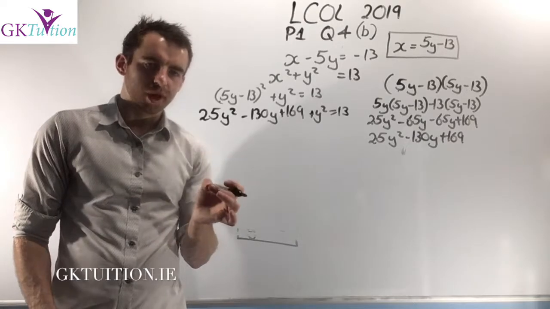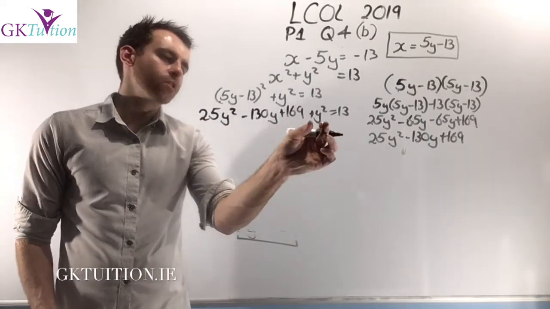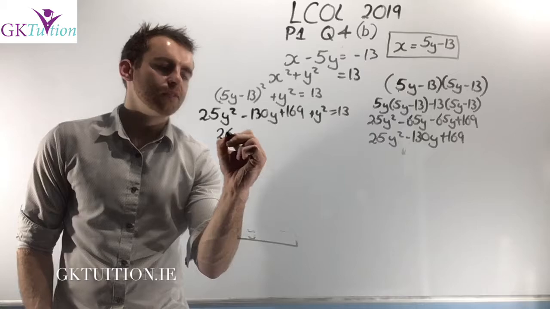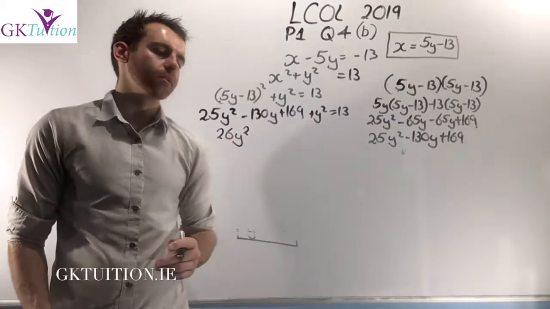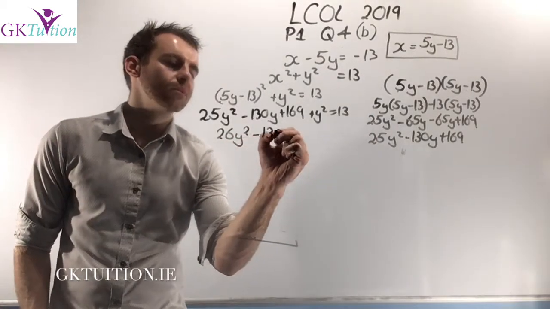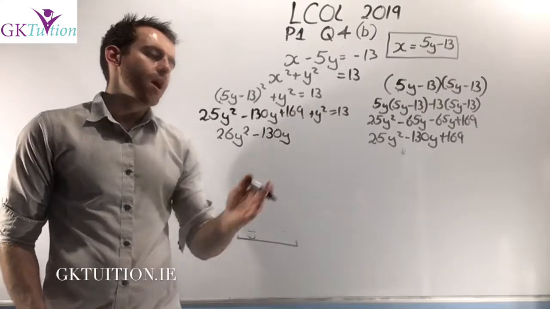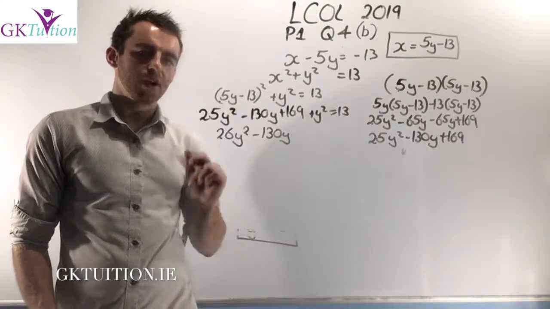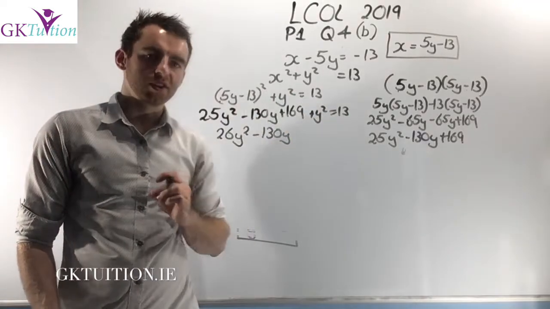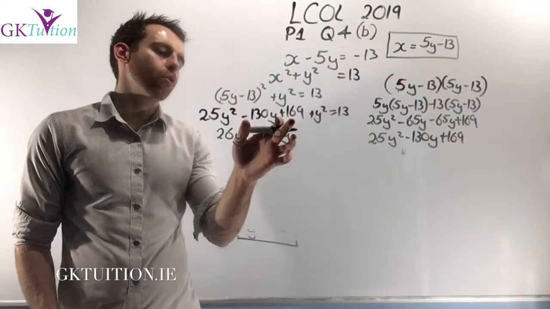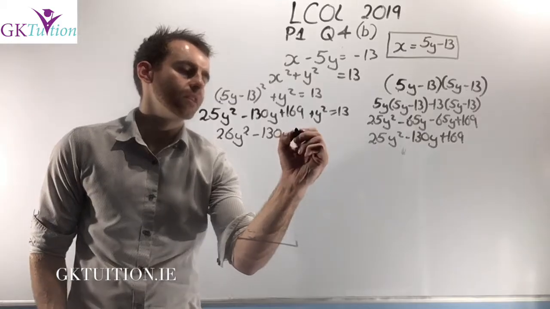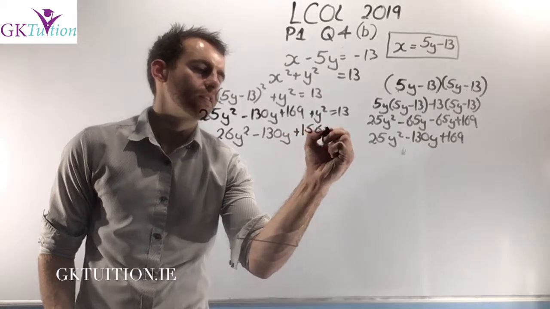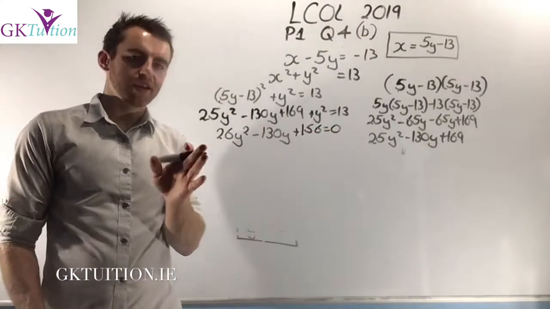So we just need to group like terms here. 25y squared plus 1y squared gives me 26y squared. The only y term is minus 130y. And this will be 169, and I'm going to bring the 13 across. When you bring the 13 across, it's going to become negative. So 169 minus 13 gives me 156. So this is my quadratic equation.